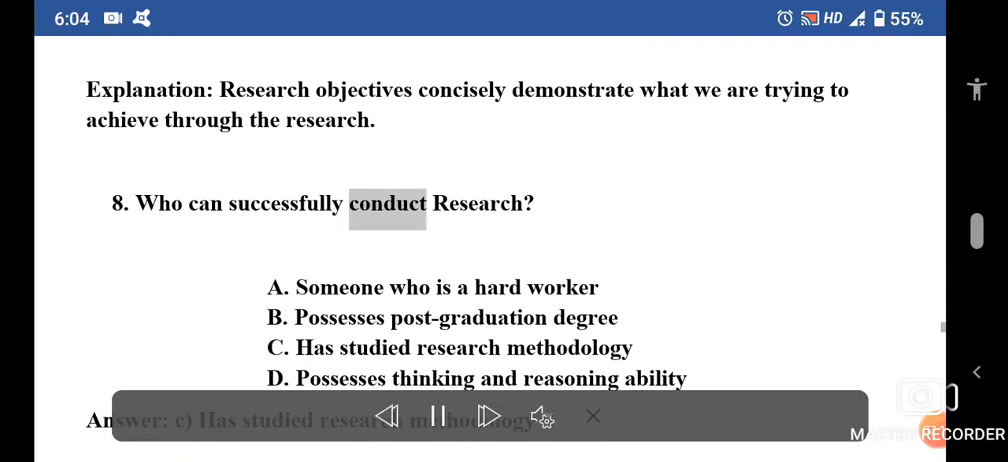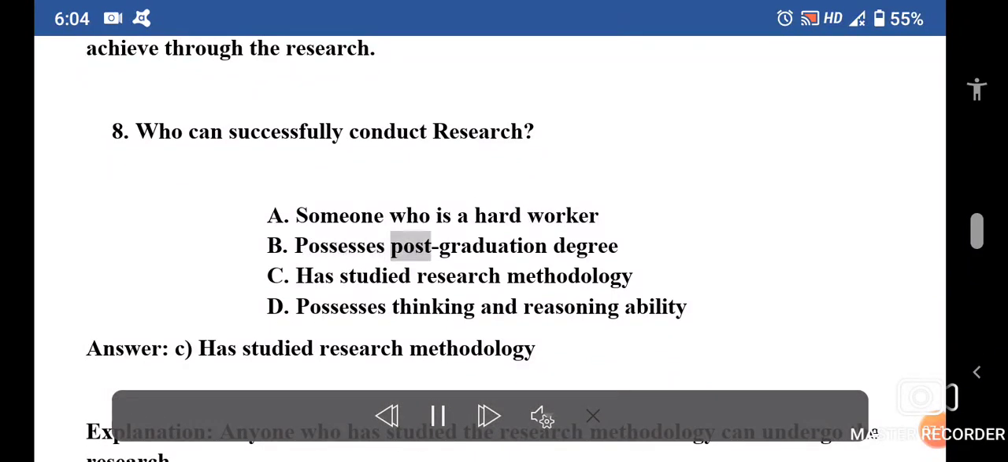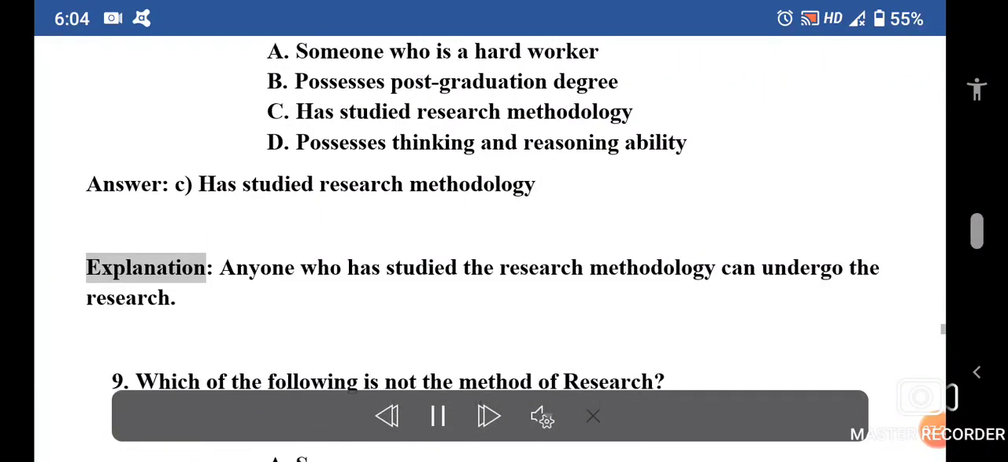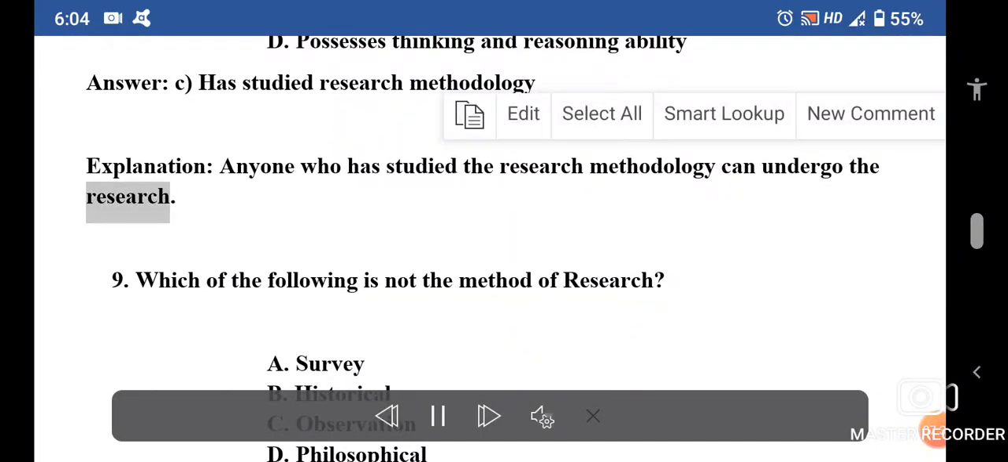Who can successfully conduct research? Someone who is a hard worker, possesses a post graduation degree, has studied research methodology, possesses thinking and reasoning ability. Answer C. Has studied research methodology. Explanation: anyone who has studied the research methodology can undergo the research.